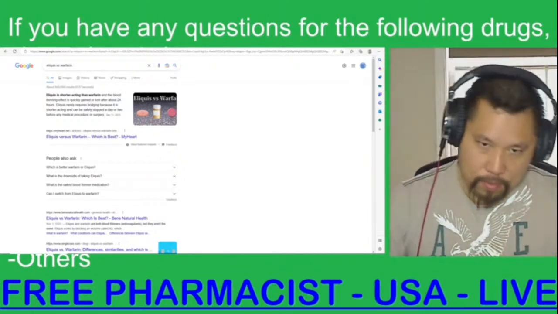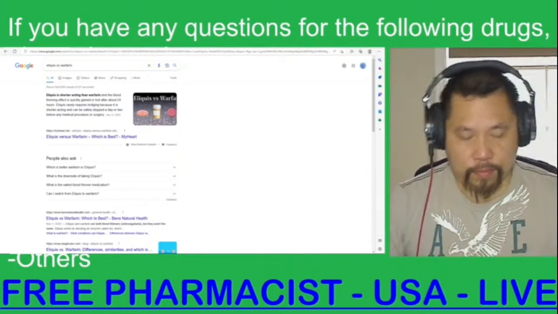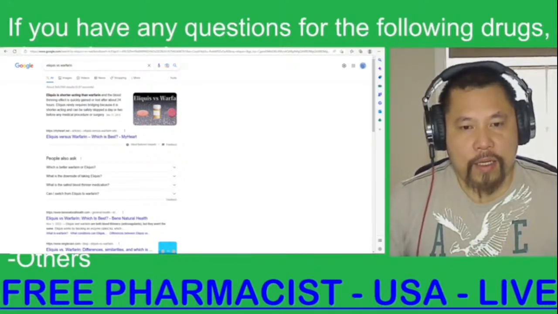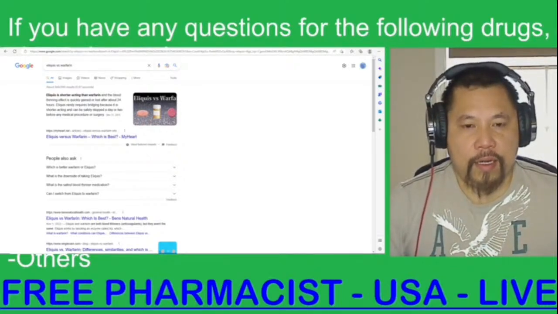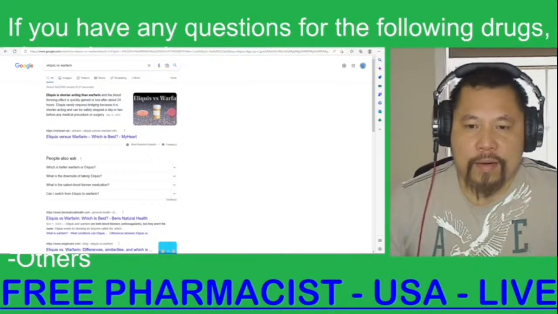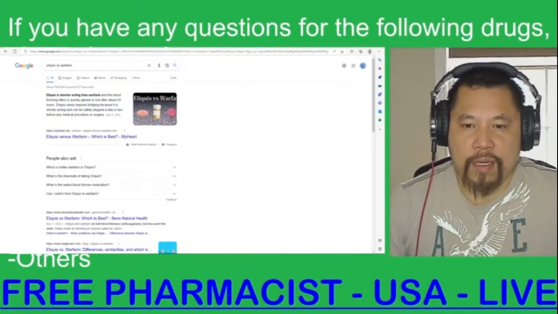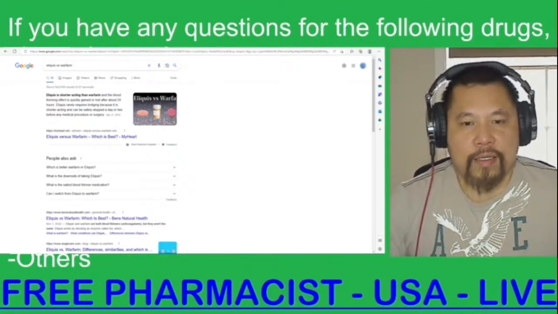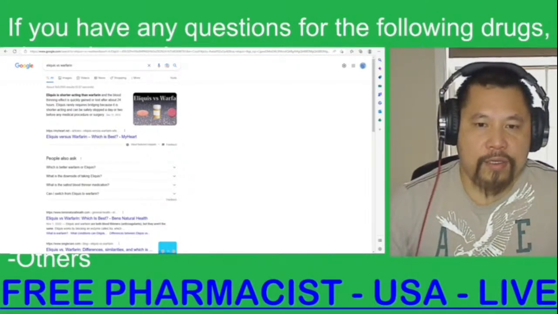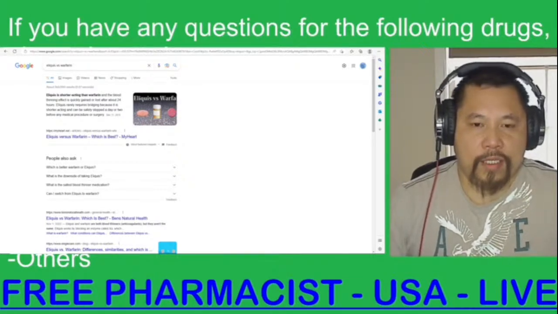So Eliquis is shorter acting than warfarin, and the blood thinner effect is quicker to gain and lose, after about 24 hours. Eliquis rarely requires bridging because it is shorter acting and can be safely stopped a day or two before any medical procedure or surgery. Yeah, so it's the Eliquis image and the warfarin image here. It's not always the case. It is just general information.